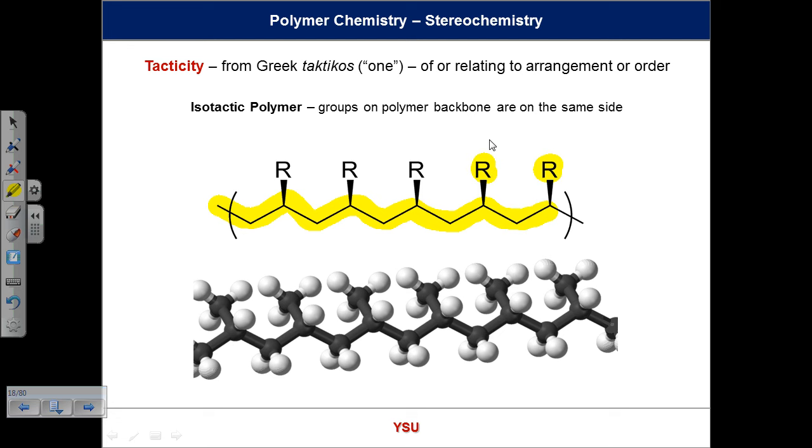Polystyrene is very similar to this. Polystyrene has a benzene ring sticking off as the R group. And whether those groups are pointing in the front or the back will make a difference in terms of how well the chains then pack together. And all that intermolecular idea will lead to whether it's crystalline or not.